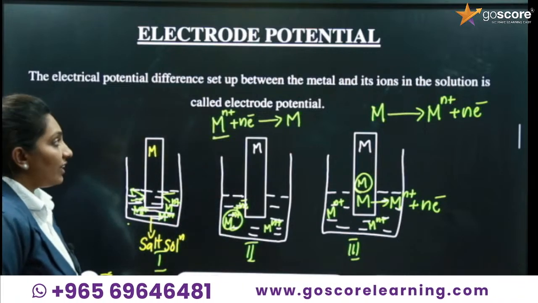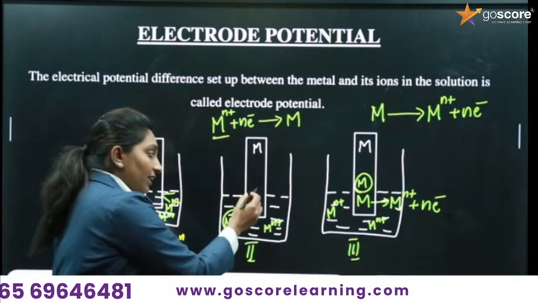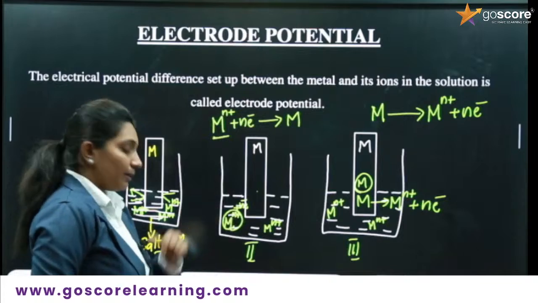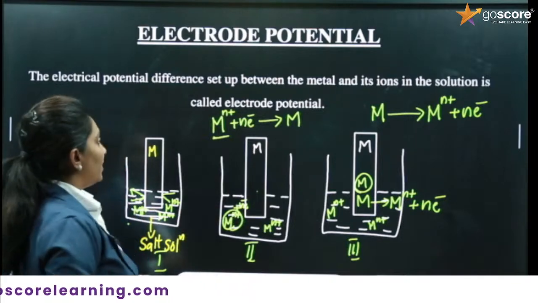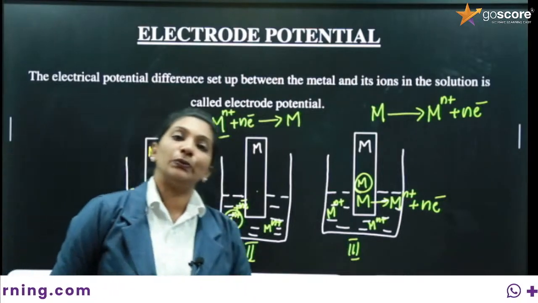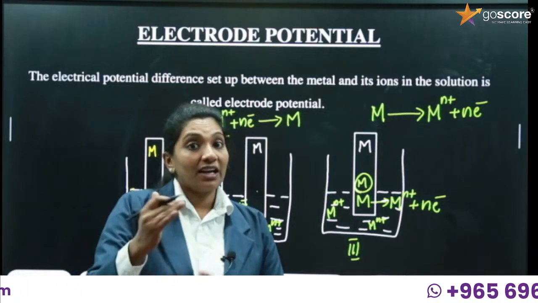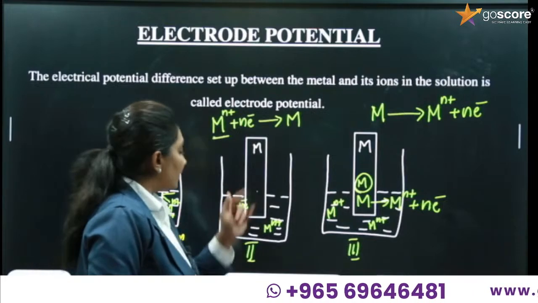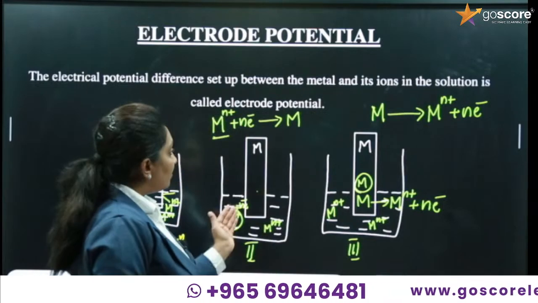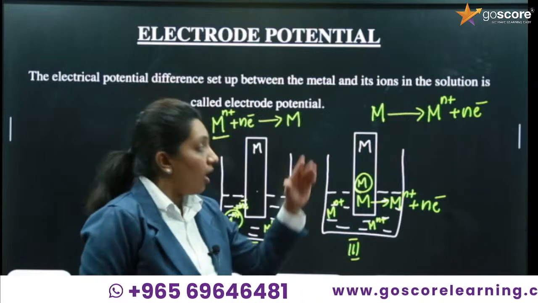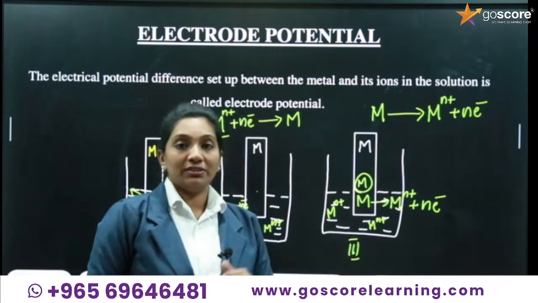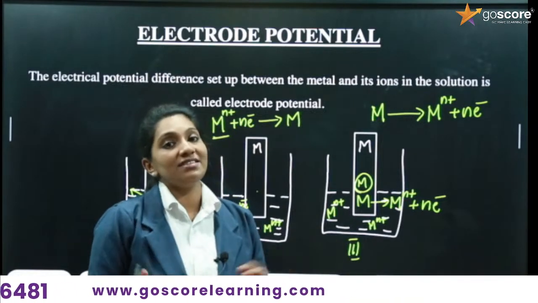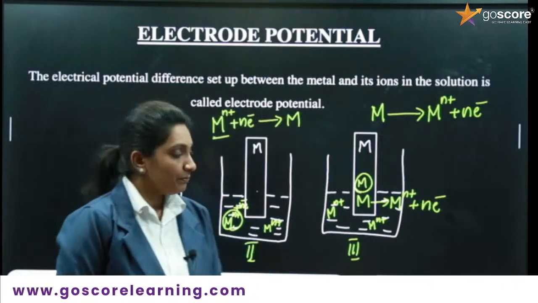The electrode potential is the potential difference set up between the metal and the metal ions present in the solution. Now you understand why that potential difference comes when you keep it there. Either the metal ions accept the electrons and undergo reduction, or the metal loses electrons, which means the metal undergoes oxidation. That creates a difference in the potential.